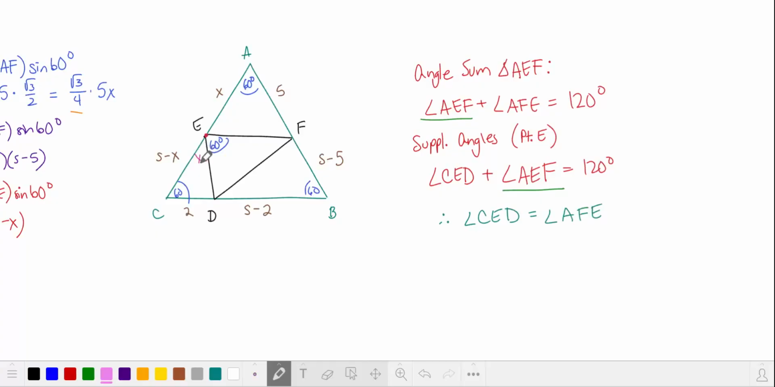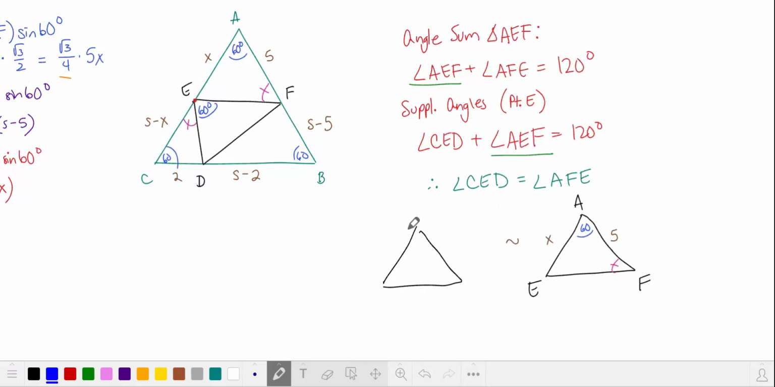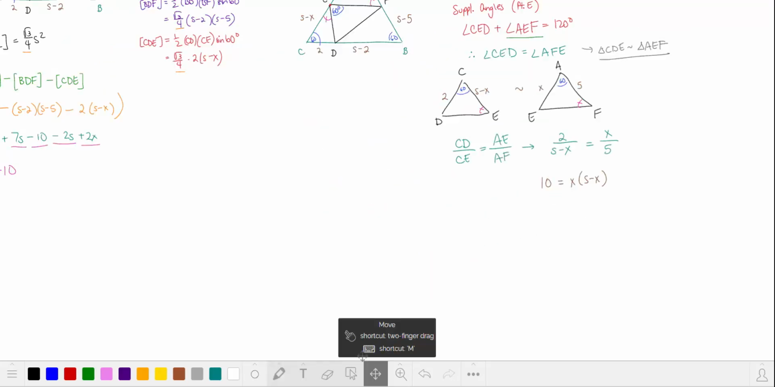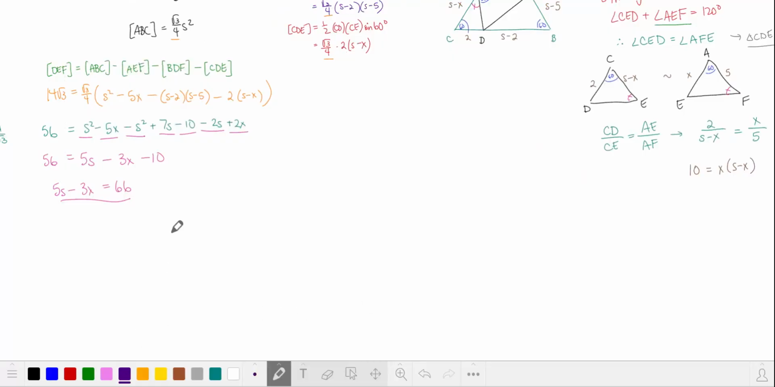And I'll mark them here in pink and sketch them down here with the corresponding sides oriented the same way. So this is C and E and D. CD is 2 and CE is S minus X. The sides that correspond to CD and CE are AE and AF. So we'll substitute, multiply by the denominators, and we'll compare it to the other equation that we found here.